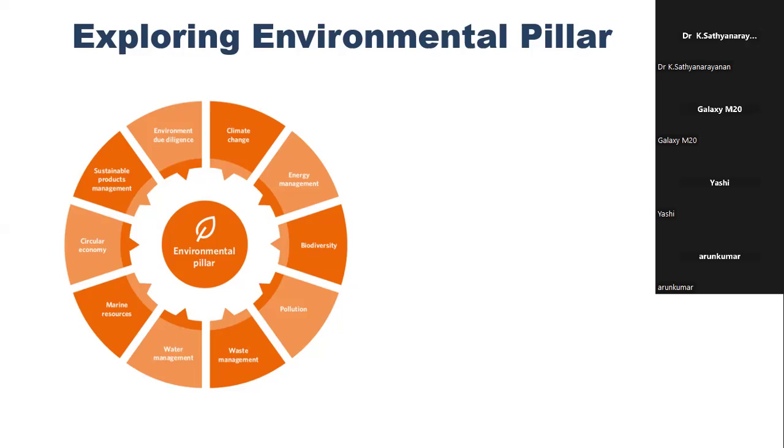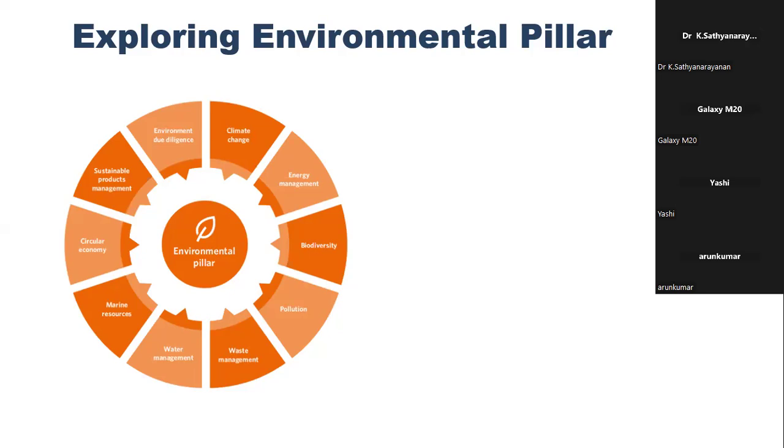The main objective of today's session is how we are going to implement this takeaway in your organization, and how we are going to strengthen our ESG umbrella in your industry for the betterment of your industry and also for your employees.